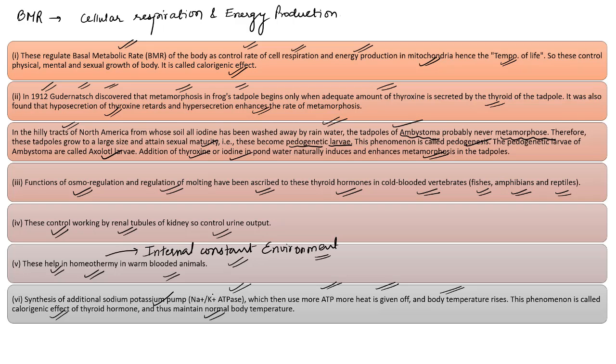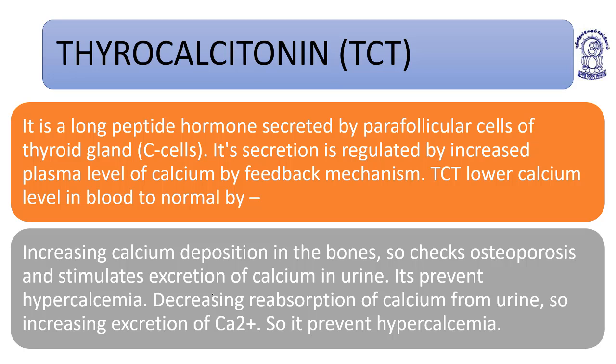Now next is thyrocalcitonin. Thyrocalcitonin is secreted by parafollicular cells. It is a long peptide hormone secreted by parafollicular cells of the thyroid, that is, C cells. Its secretion is regulated by increased plasma level of calcium, very important, by feedback mechanism.